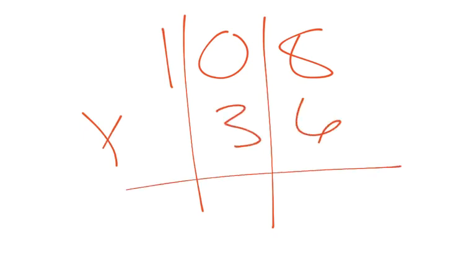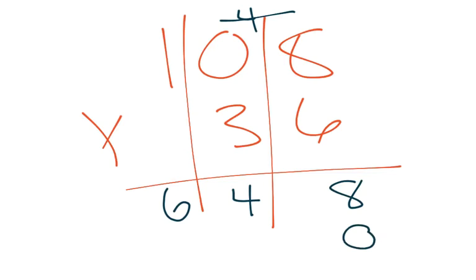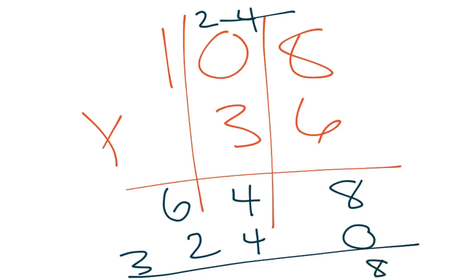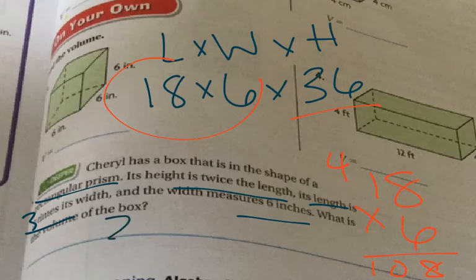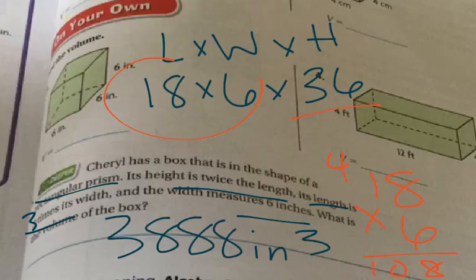Okay. 6 times 8 is 48, carry the 4. 6 times 0 is 0, plus 4 would be 4. 6 times 1 is 6. Cross that out, put a 0. 3 times 8 is 24. 3 times 0 is 0, plus 2 is 2. 3 times 1 is 3, and when I add that up, 3,888 inches cubed.